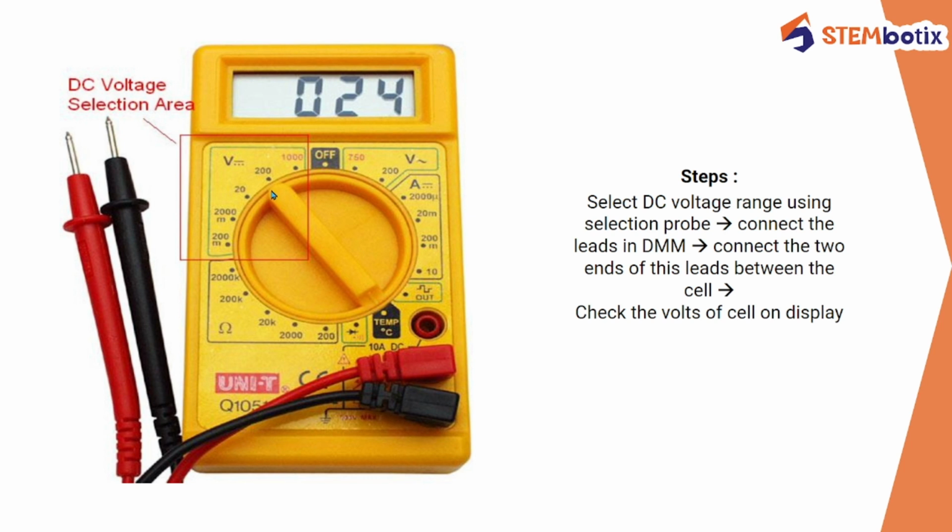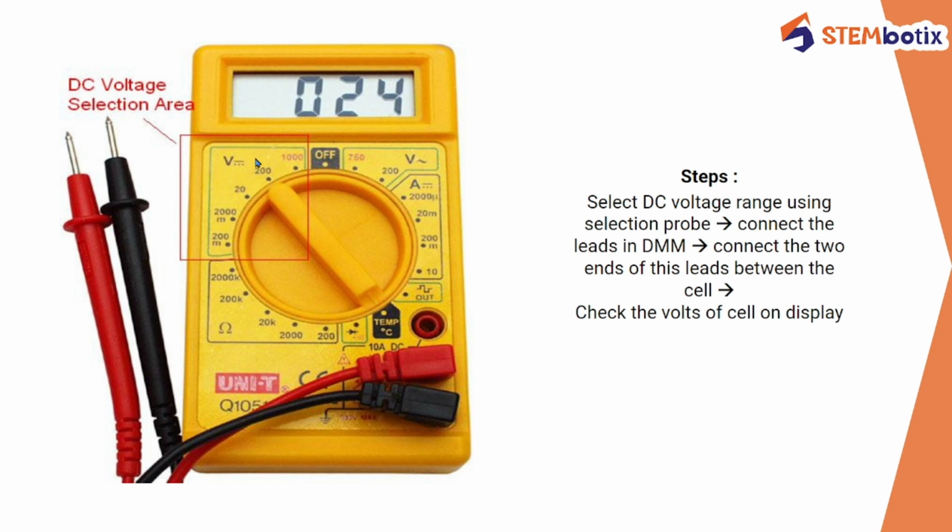Now we have a cell of 9 volts, so the best range would be 20 volts, because in this section we have available 200 millivolts, 2000 millivolts, 20 volts, 200 volts and 1000 volts. You can measure from 200 millivolts up to 1000 volts.